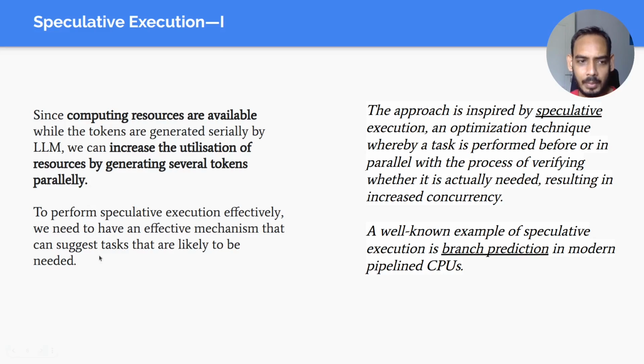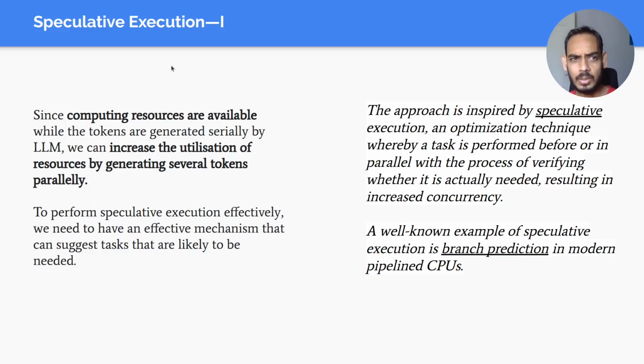So then the idea becomes: which tokens, right? To perform speculative execution effectively, we need an effective mechanism that can suggest tasks that are likely to be needed. In this case, the task is nothing but the future token that is needed. So we have to identify such tokens effectively.